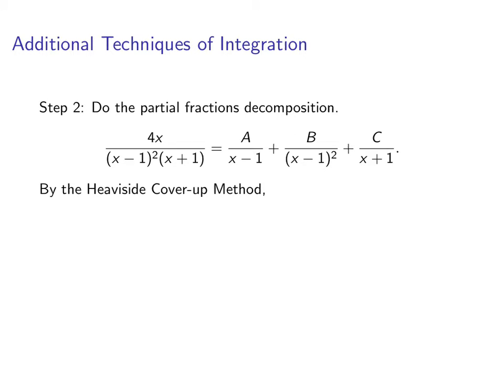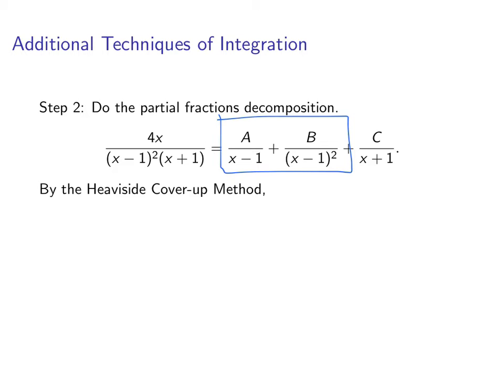All right, so we're going to do a partial fractions decomposition on the integrand. So our 4x over x minus 1 squared times x plus 1 will look like A over x minus 1, B over x minus 1 squared, and C over x plus 1. We had to have two terms corresponding to x minus 1 because it is a repeated linear term. And so we have to repeat in the decomposition for every power of that repeated linear term.